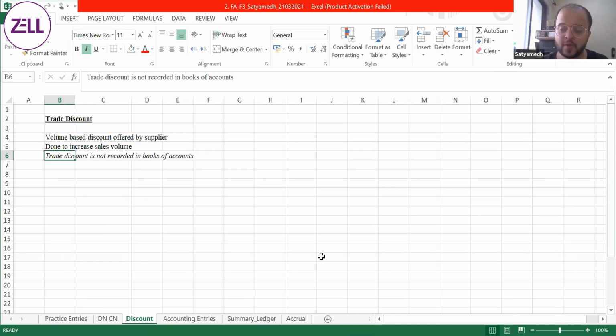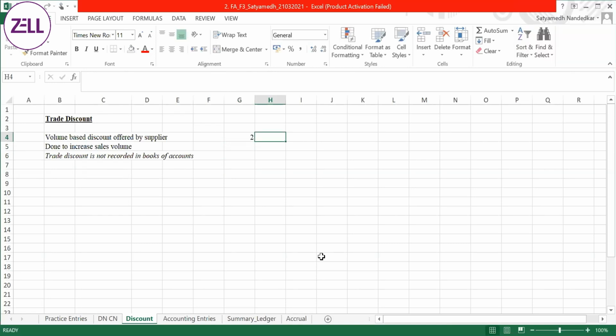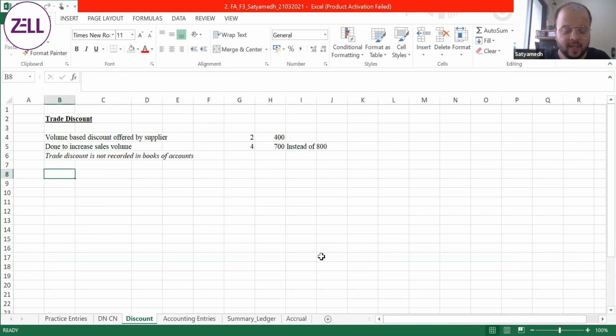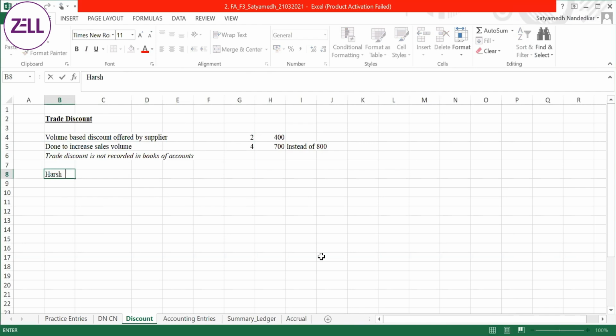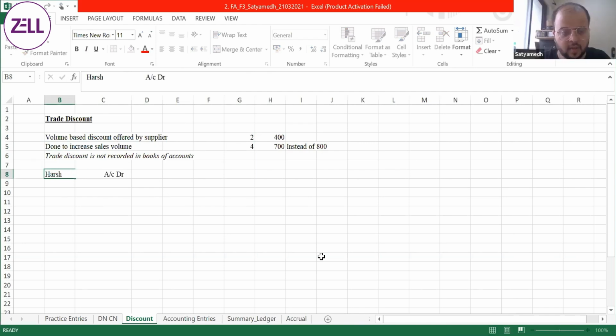This is not recorded in books of accounts. Sir, as you said, it is not recorded in books of accounts, so the bill would be made of original price only, no? The bill will not be of the original price. Say I am selling this to Harsh, my accounting entry will be Harsh account debit, sales account.